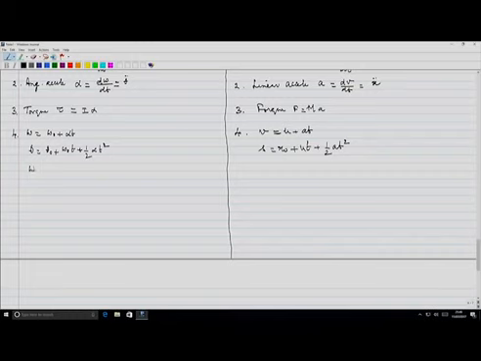Then finally omega squared is equal to omega naught squared plus 2 times alpha into theta minus theta naught. Here it is v squared is equal to u squared plus 2a into s minus x naught.